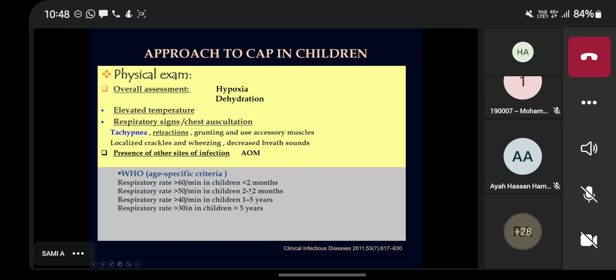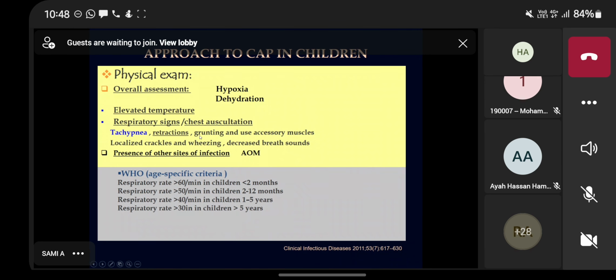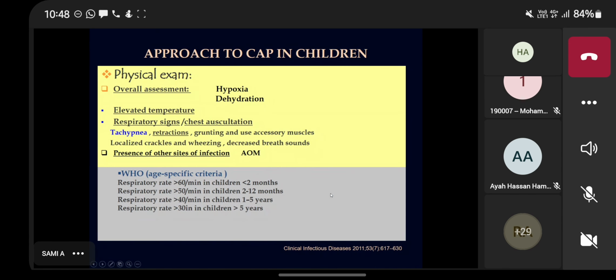So if you have a child 2 to 12 months who came with tachypnea more than 50, then you can diagnose pneumonia without doing any radiologic studies. Other symptom, retraction, and as I mentioned, you have to look for whether there is another focus.